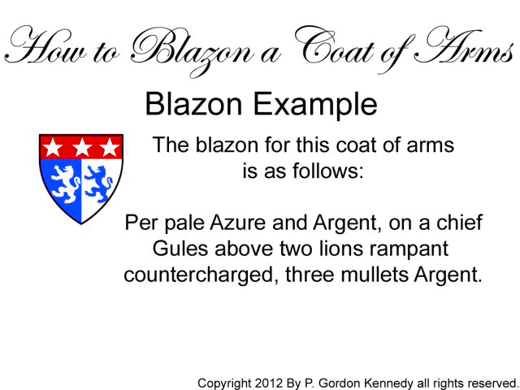First thing mentioned is the division of the field and its colors. Next, the ordinary is mentioned, prefaced by the word on, indicating that there are charges on it. And then next is mentioned the 2 lions, countercharged. Countercharged means opposite colors. And then finally the charges on the ordinary are mentioned, 3 mullets or stars, argent. And that is a very basic description of how to blazon the shield of a coat of arms.